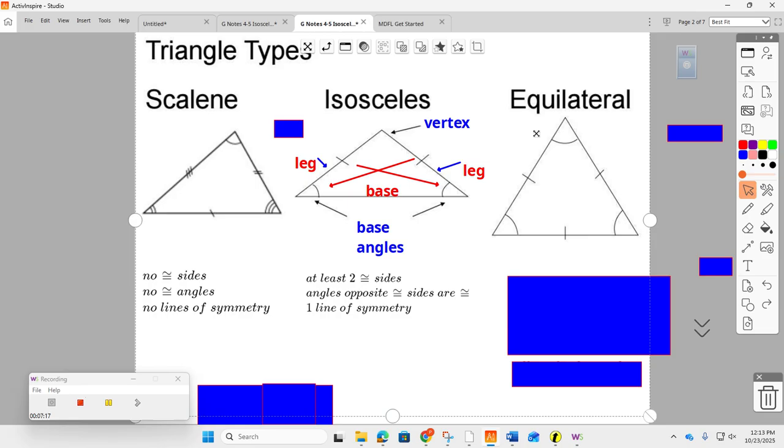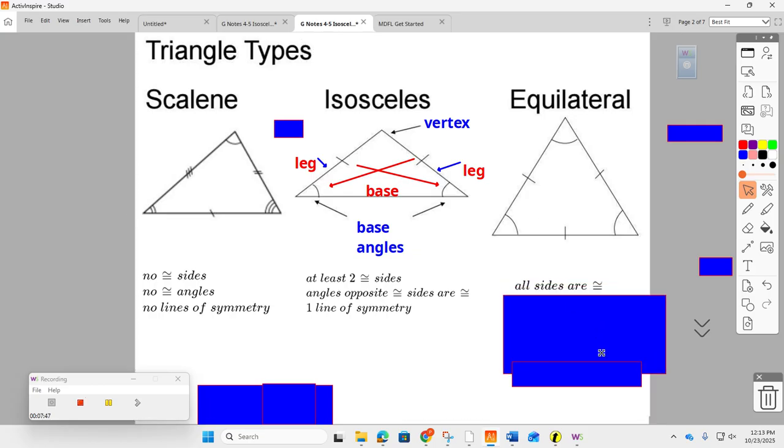Okay. What do you notice about this triangle? All three angles have one arc. All three sides have one dash. So all sides are congruent to all sides. All angles are congruent to all angles. So all the sides are congruent. All the angles are congruent.